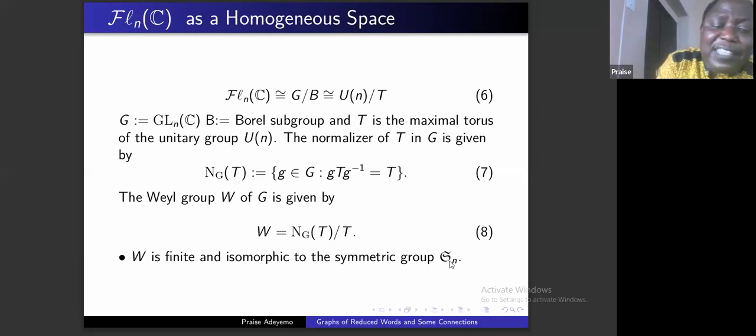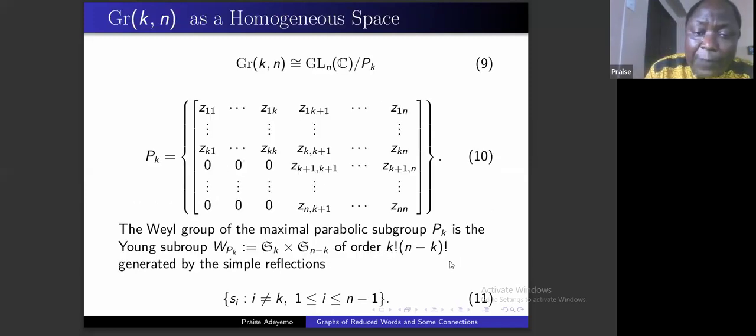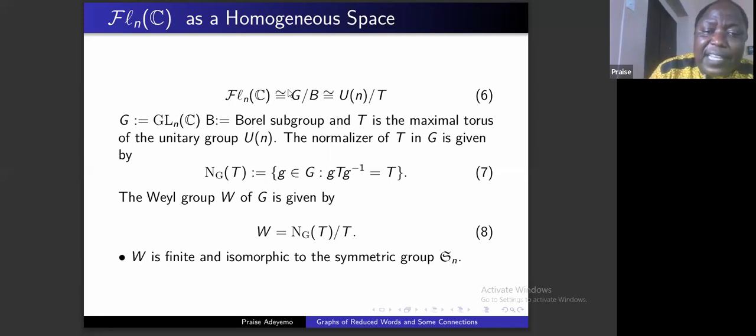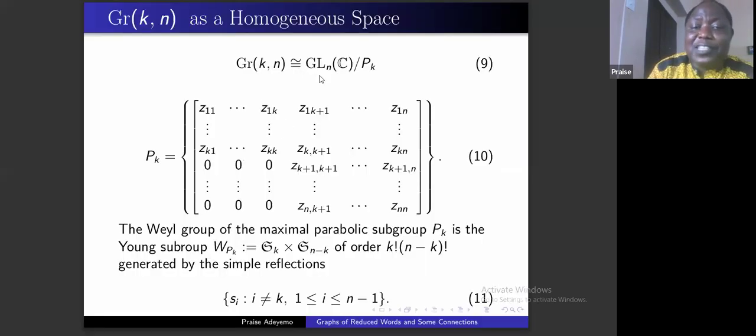Also, as far as our flag variety is concerned, the Weyl group embeds inside the flag variety at the set of torus fixed points. That may be a bit complicated, but I'll just leave it like that. So where would this lead us? Now we say the flag variety is isomorphic to G mod B, the general linear group mod the Borel group. What about the Grassmannian, when you pick only one subspace and look at the set of such subspaces? This is going to be isomorphic to the general linear group mod a parabolic subgroup.